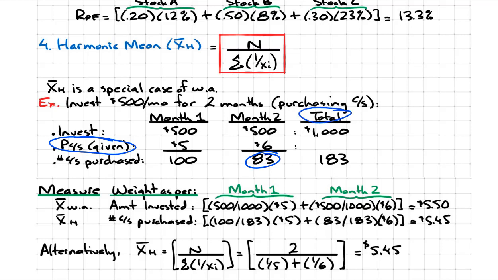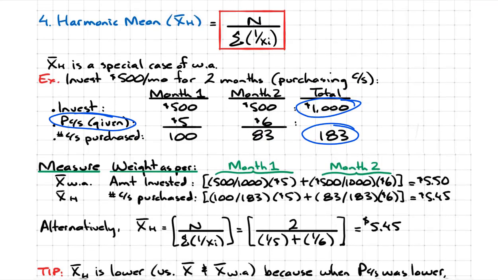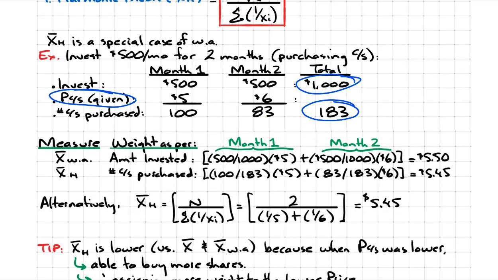So now let's total everything over the 2 months. You invested a total of 1,000, and you were able to buy 183 shares. Now I'm going to compare 2 measures. I'm going to look at the generic weighted average, and I'm going to look at harmonic mean, which I refer to as a special case of weighted average. Now here's why the two are related. Because they both use weights. So we have 2 stock prices.